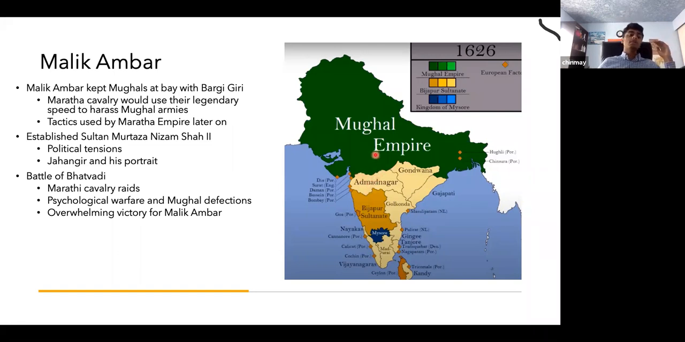This was when Malik Ambar was even older. He was in his 60s, 70s. Malik Ambar realized that something drastic had to be done in order to save Ahmednagar from the Mughal invasions. So what Malik Ambar did was he used the Marathi cavalry raids again to slow down the Mughal Empire, and the story between Malik Ambar and Jahangir's Mughal Empire would collide at the Battle of Bhatwadi.